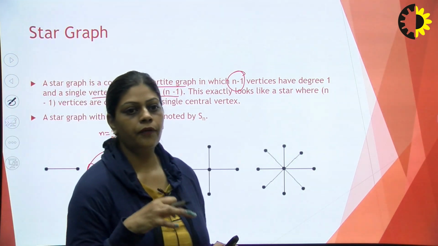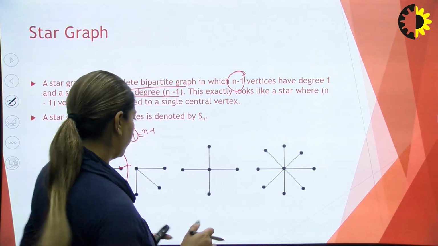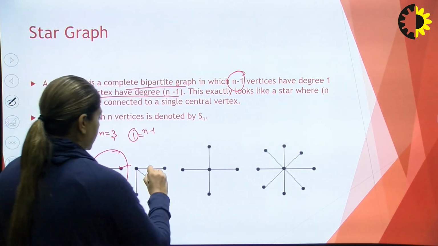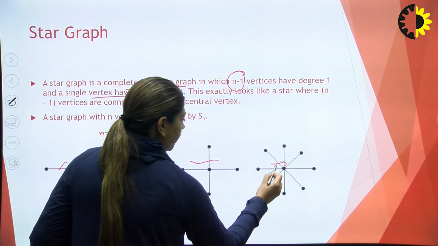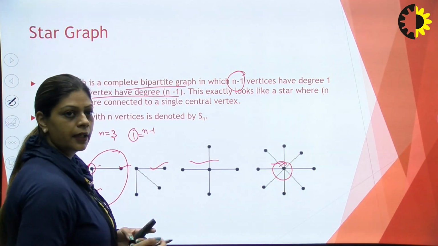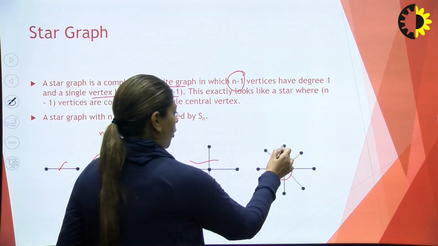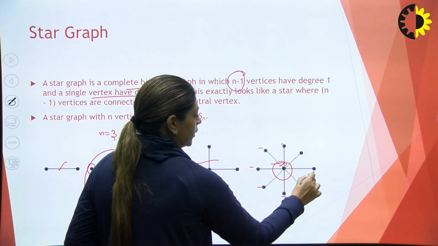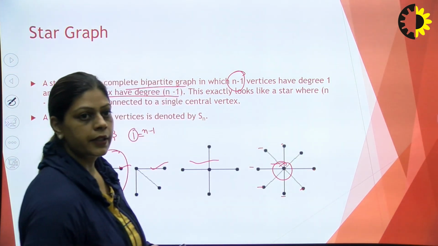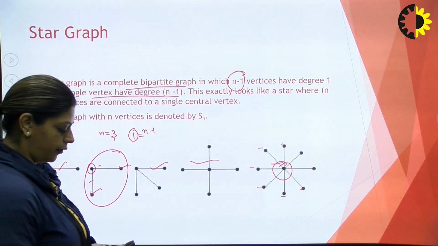So that type of graph is called a star graph. Similar is the case in this and this. Only one will have the degree n minus 1 and all others will have the degree 1. Such a type of graph is called a star graph.